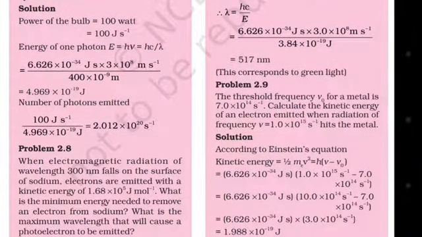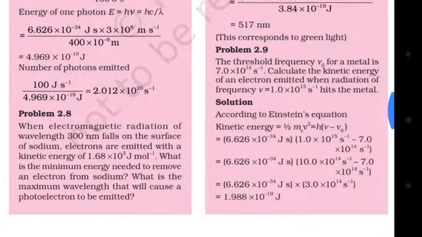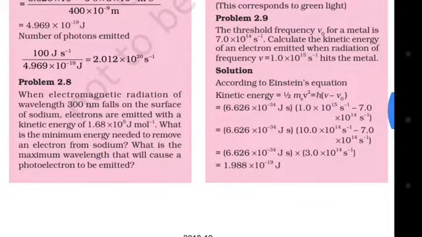Problem 2.9. The threshold frequency ν0 for a metal is 7.0 × 10^14 per second. Calculate the kinetic energy of an electron emitted when radiation of frequency ν = 1.0 × 10^15 per second hits the metal.